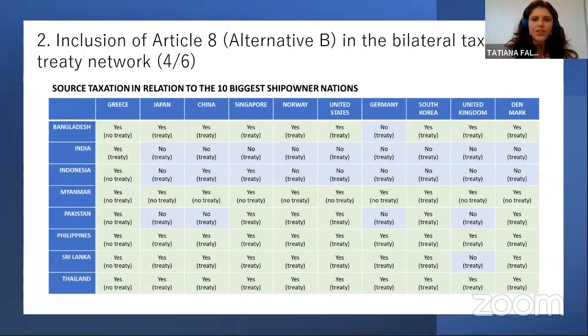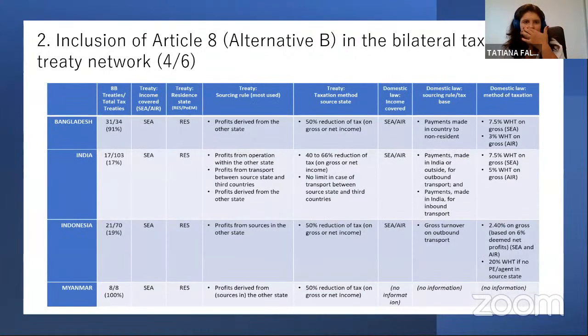Another important conclusion is that all of the 10 biggest ship-owning companies have an 8B treaty in place with at least one developing country. So the idea that these resident states outright reject 8B type approaches in their tax treaties is untrue. This is important information for other developing countries intending to include 8B in their tax treaties with the ship owner countries. So next slide, please.